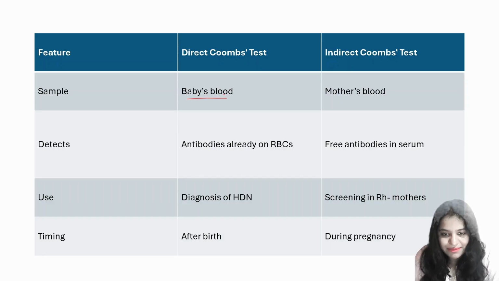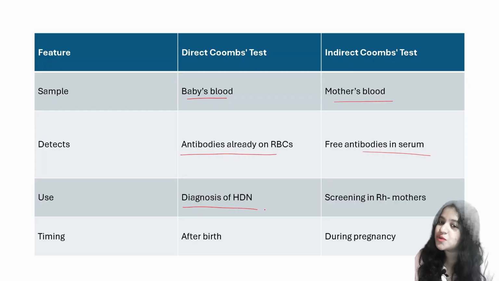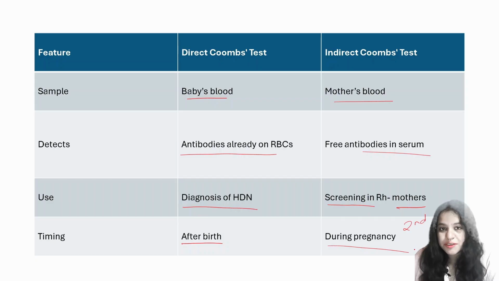Now let's quickly see the difference between your direct Coombs test and indirect Coombs test. In direct, the sample is baby's blood. In indirect, the sample is mother's blood. For direct Coombs test, we detect antibody already on RBC. In indirect Coombs test, we detect free antibodies in the serum. Direct Coombs test is used for diagnosis of your hemolytic disease of the newborn, but indirect is used as a screening in Rh negative mothers in their second pregnancy. Okay, timing of direct is after birth. Indirect is done during the pregnancy. Okay, and this will be done in their second pregnancy if the first pregnancy was Rh positive.